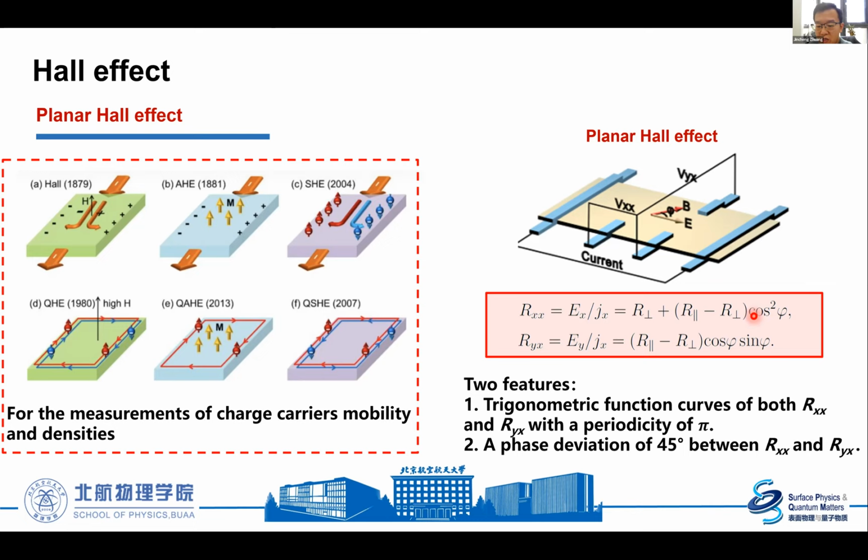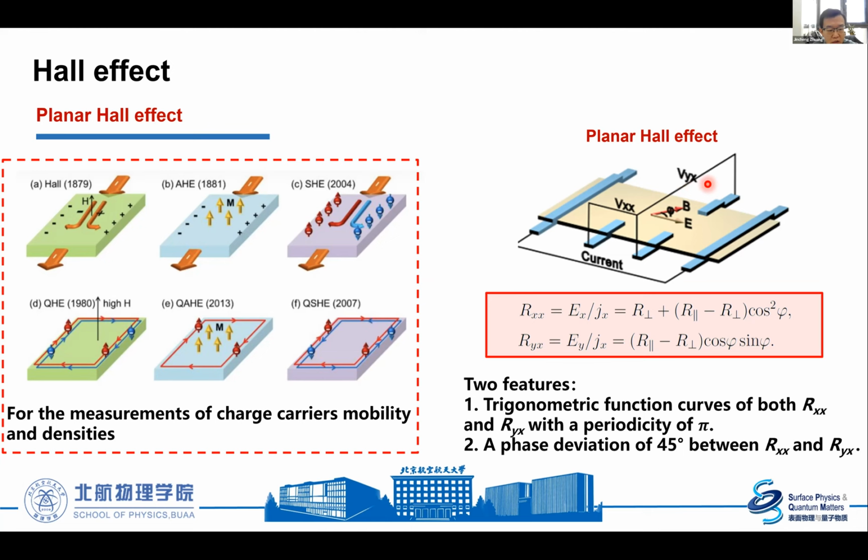Rxx and Ryx as a function of angle are trigonometric function curves with a periodicity of pi. And also due to the cosine squared phi and cosine phi times sine phi, there is a phase deviation of 45 degrees between these two resistances. These are two features of the planar Hall effect.